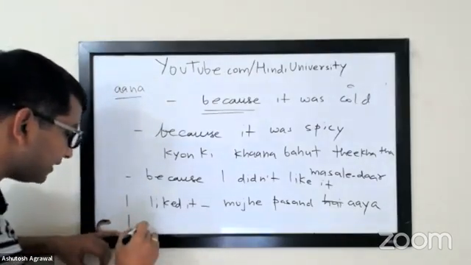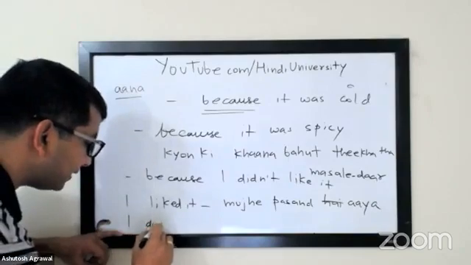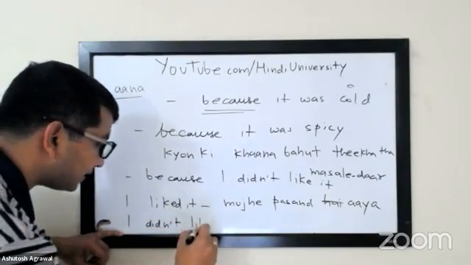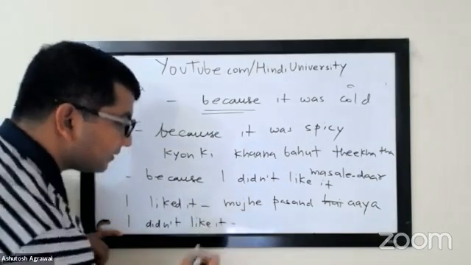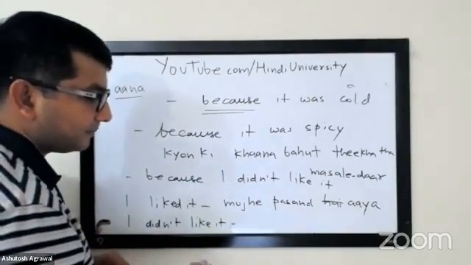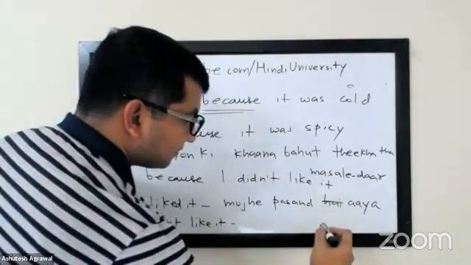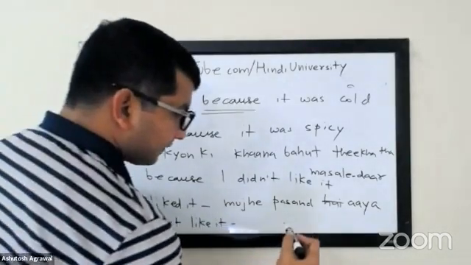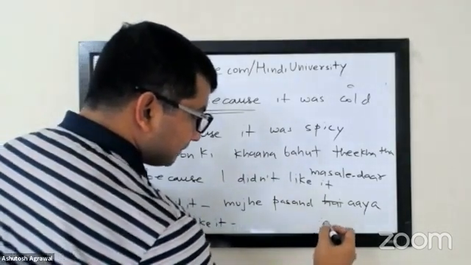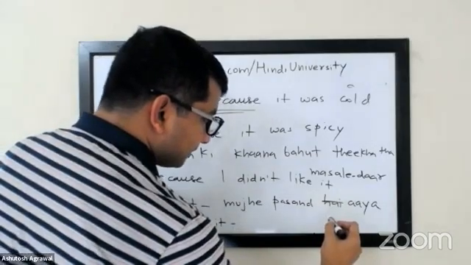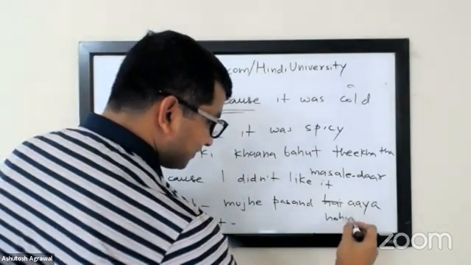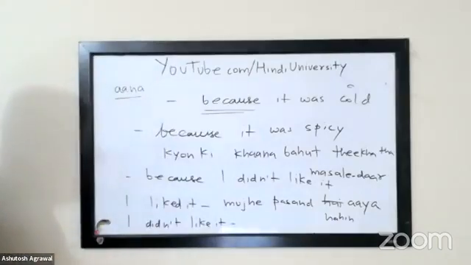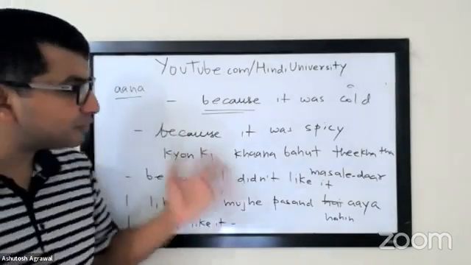Now all you're doing is making it negative. I didn't like it. मुझे नापसंद आया. Okay, almost there. मुझे पसंद नहीं आया. Very good. मुझे पसंद नहीं आया. Okay, so now say the full sentence.